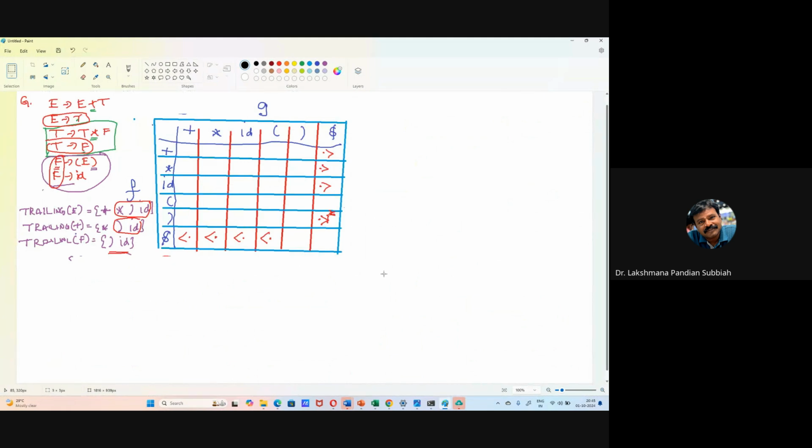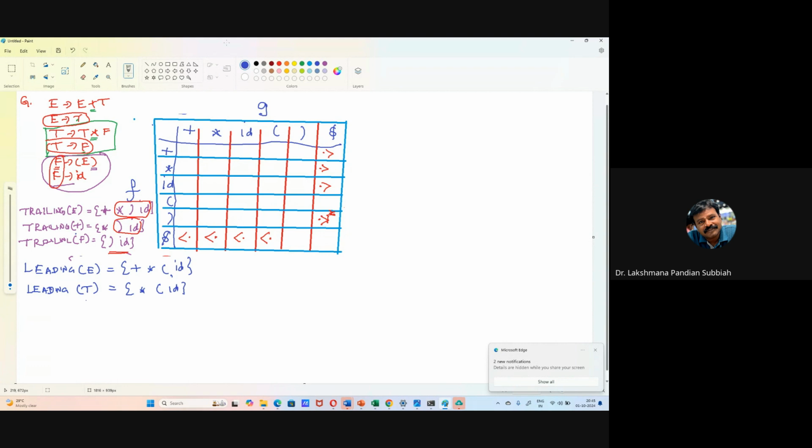Now leading is this one. Leading of E is plus, star, open bracket, ID. Leading of T is star, open bracket, ID. Leading of F equals open bracket and ID. Clear, now we are getting it.